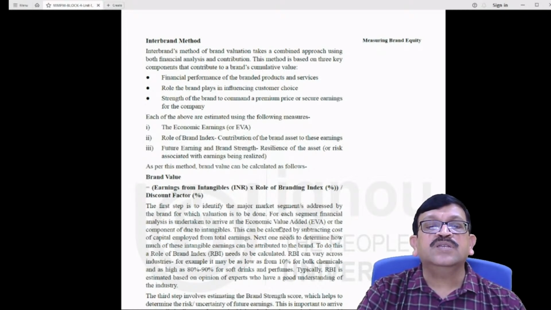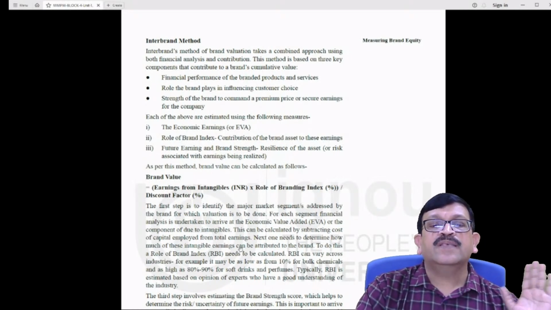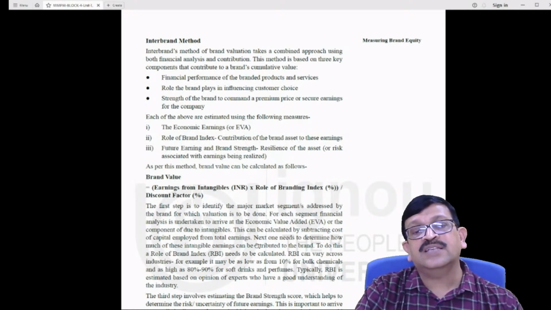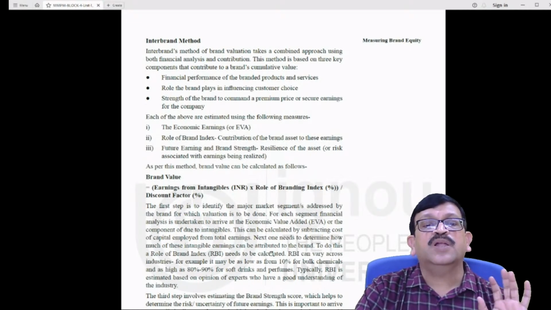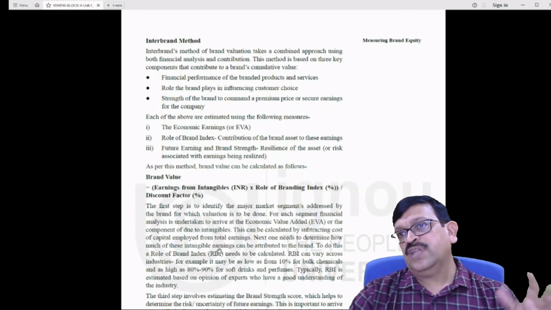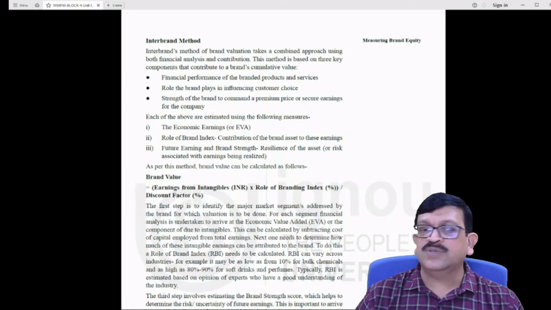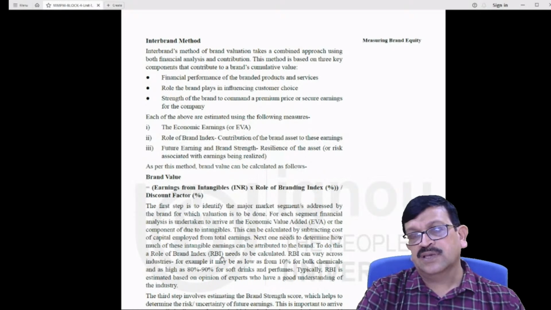So the first strength, as you can see here, is basically the economic value added, okay, which is basically the intangible component which is created. This can be calculated by subtracting the cost of capital from the total earnings. So this is a financial aspect to it. But what is the contribution from the intangible is calculated from the role of brand index. Because I talked to you that the financial aspect is fine, but you also need to take into account the intangible earnings which is coming, and that happens because of the kind of engagement that the brand has with the consumer.